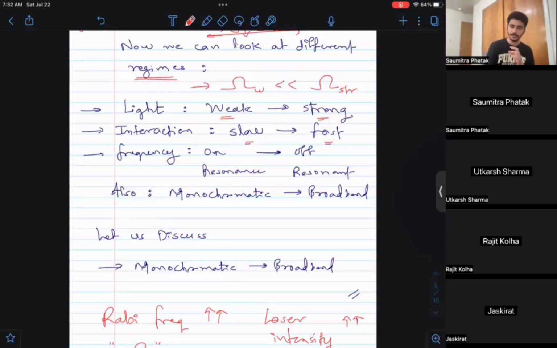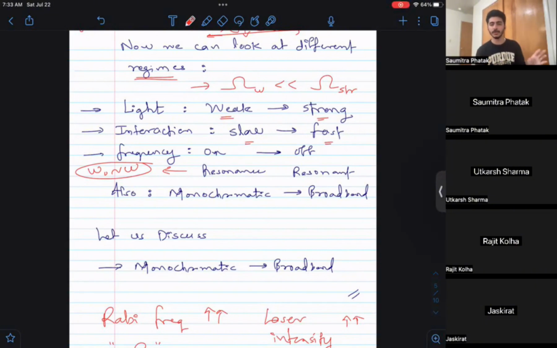And the third regime is where you can talk about what happens when omega naught is the same as omega. If this is the case, then you're on resonance. And if this is not the case, then you're off resonance. So if you're away from the resonant frequency between the transition of the two levels, then it is off resonance. If you're on resonance, then you consider a regime where very different physics works. So depending on which regime you are in, you'll get very different results.